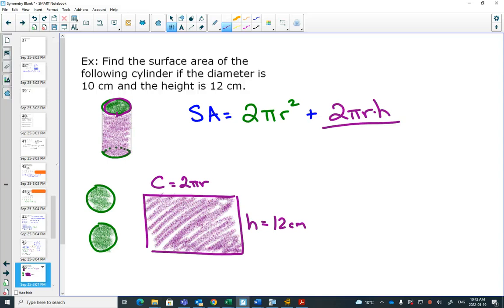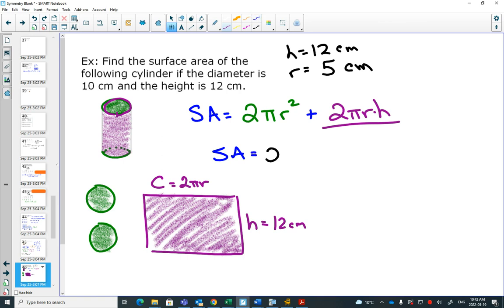So, what could we do? This is the visual. If we wanted to find out the actual surface area, we already know that your height is 12 centimeters. Do we know the r? Does the question tell us the radius? Sort of. What does it tell us? The diameter. How can we find the radius if we know the diameter? Cut in half. Perfect. And so now we can figure out the surface area.